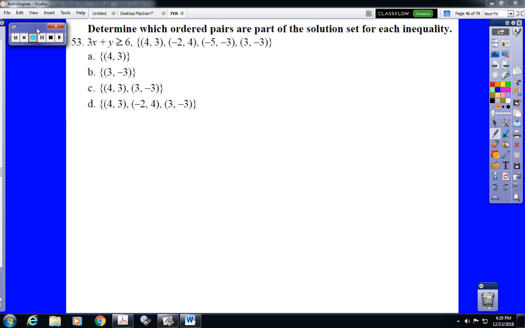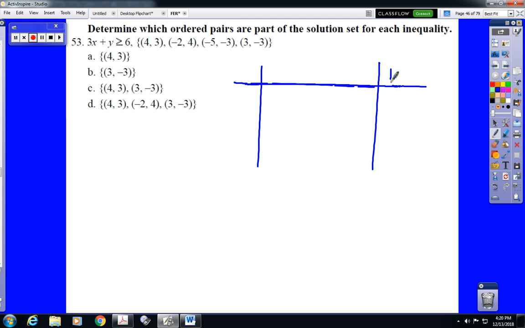We have the inequality 3x plus y is greater than or equal to 6, and we have a total of 4 points that we're supposed to figure out whether or not they're part of the solution set. The easiest way to keep track here would be to make yourself a little bit of a table. We're going to take those points and plug them into the inequality and see whether or not the inequality is true.